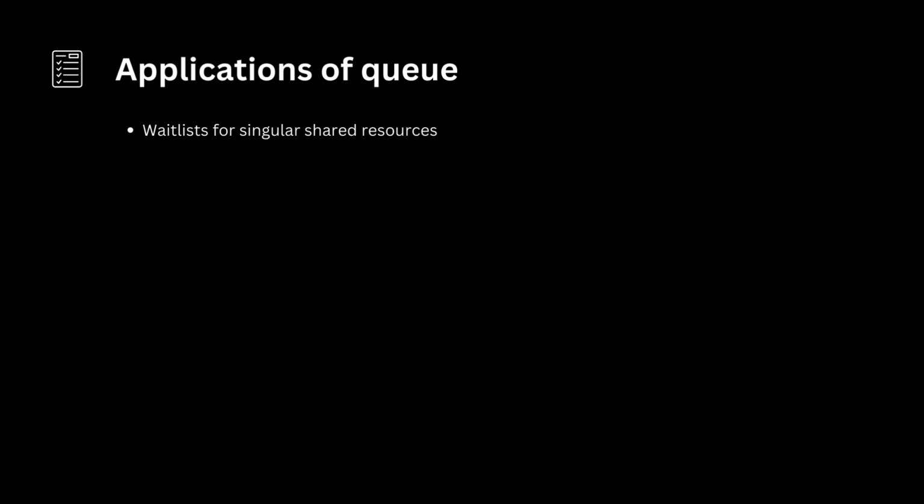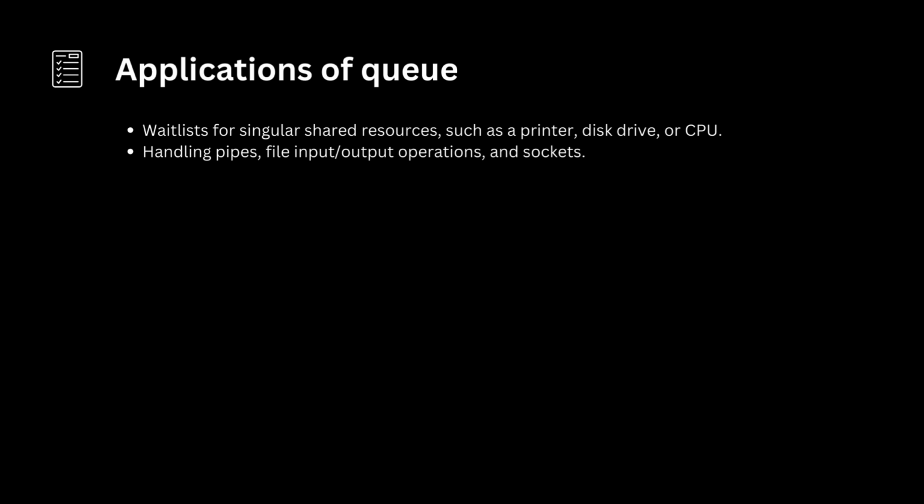Now let us see the applications of queues. Queues are commonly employed as wait lists for singular shared resources such as a printer, disk drive, or CPU. In scenarios involving asynchronous data transfer, where data exchange rates between two processes are not synchronized, queues play a pivotal role. This includes processes like handling pipes, file input output operations, and sockets.